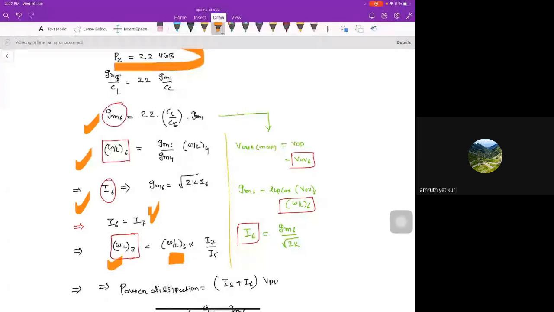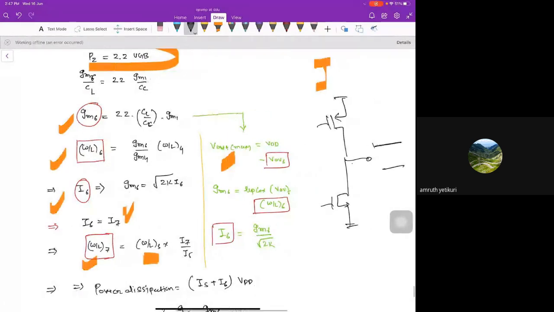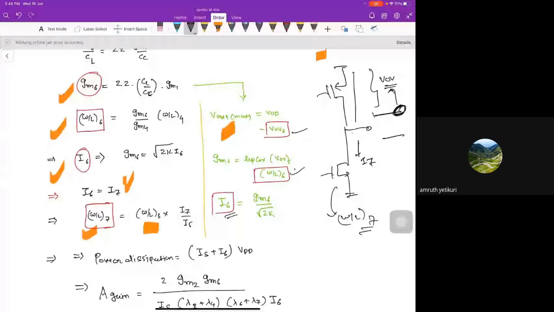But there is also a different way, actually. The output stage has a V output maximum and a V output minimum. V output maximum means that I have a VOV value. From this upper limit also you will get the VOV value, and from this VOV value you will get the W by L6 value, and then you will get the current I6, and that current you can use to find the W by L of this transistor.